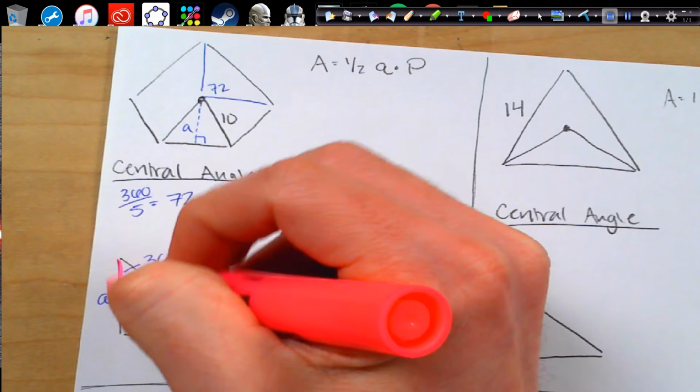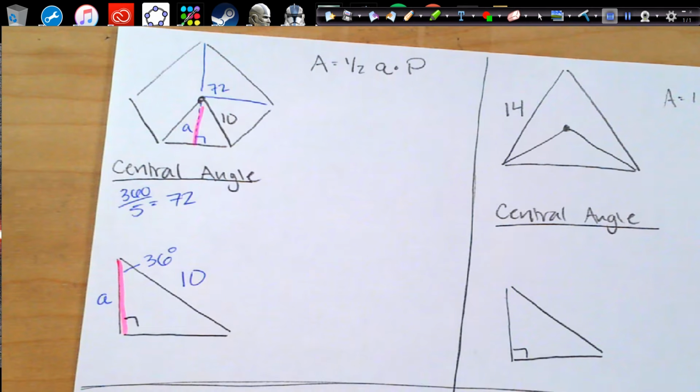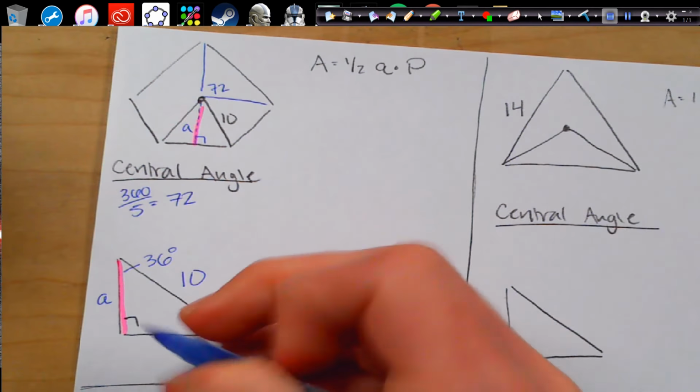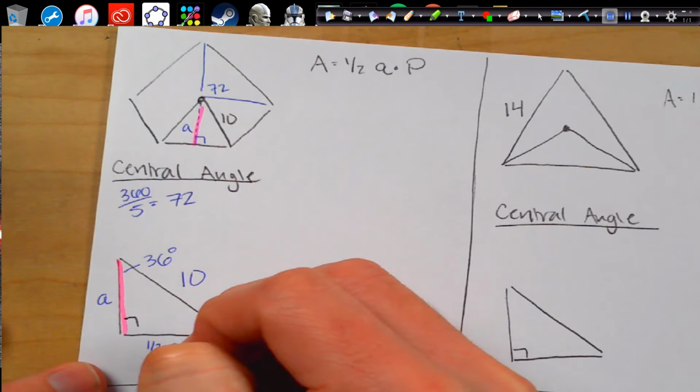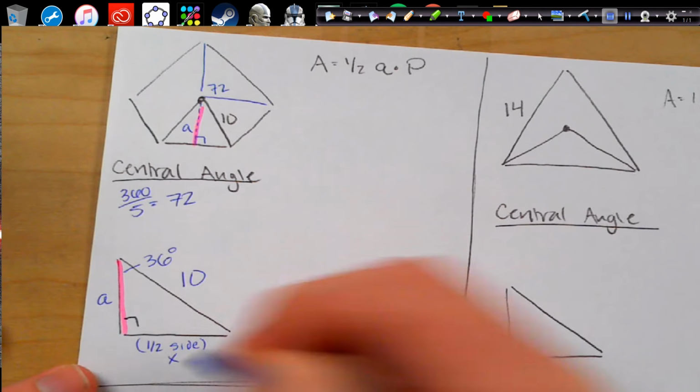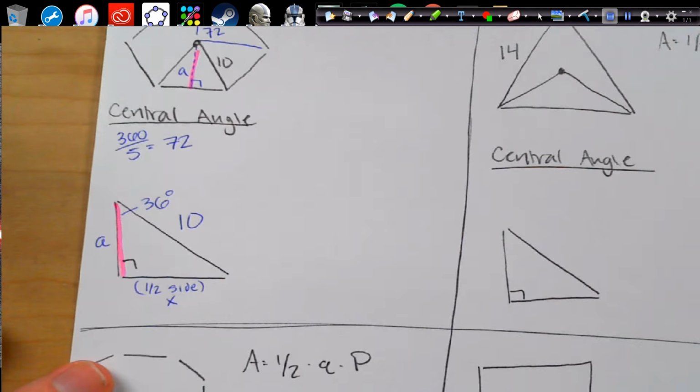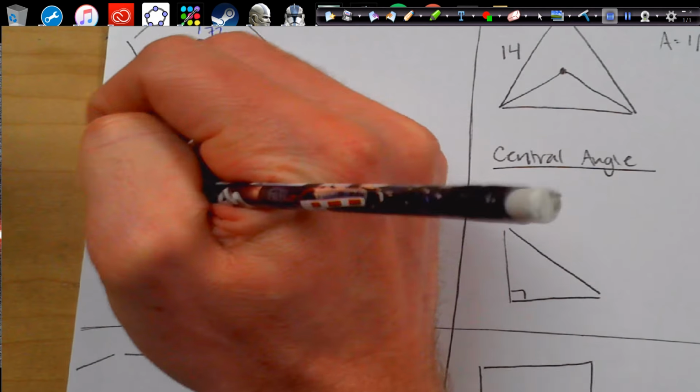So we need to find the apothem. And then this right here is half the side. We'll call it x. So we're going to go ahead and set up SOHCAHTOA.